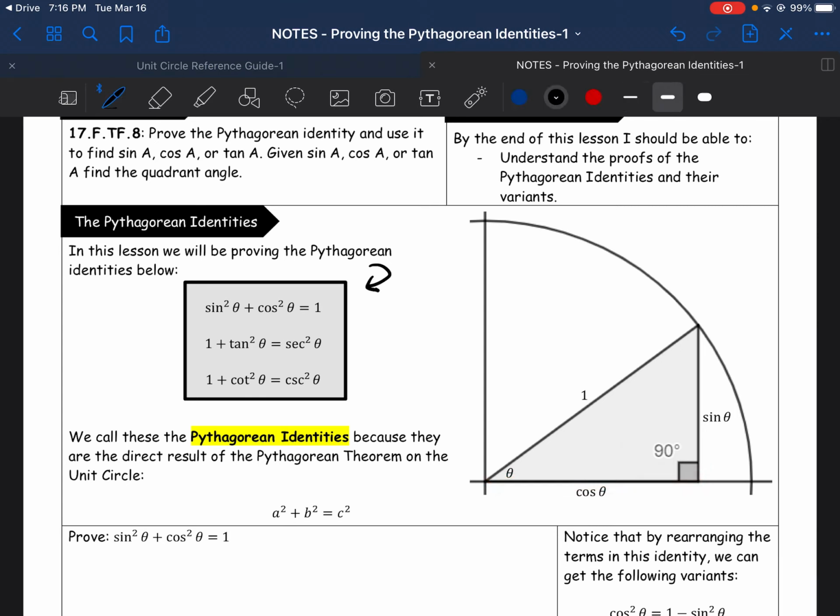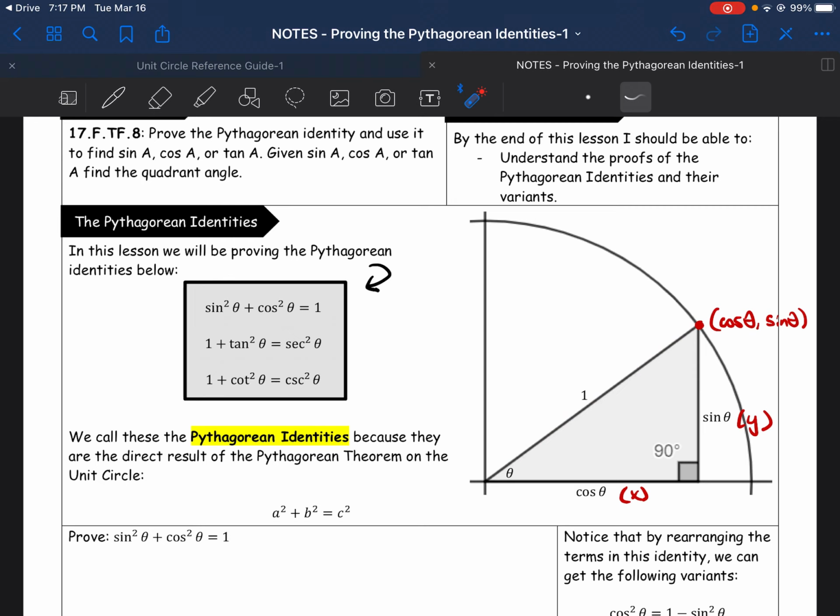So this is the x value, this is the y value, and that's why when we look at points on the unit circle, like for example that point, it was cosine theta, sine theta. That's why we say the x value is cosine, the y value is sine. That's because on the unit circle, the hypotenuse is 1.